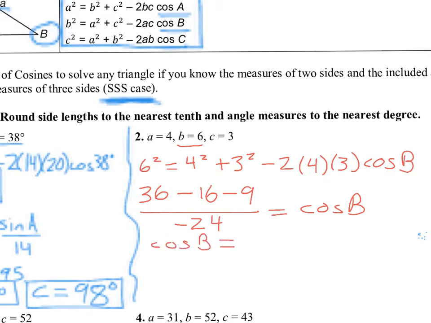So simplifying, we get cosine B equals negative 11 over, or actually positive 11 over negative 24, which is negative 0.458, and repeating threes. Doing inverse trig, we get that angle B equals 117 degrees.